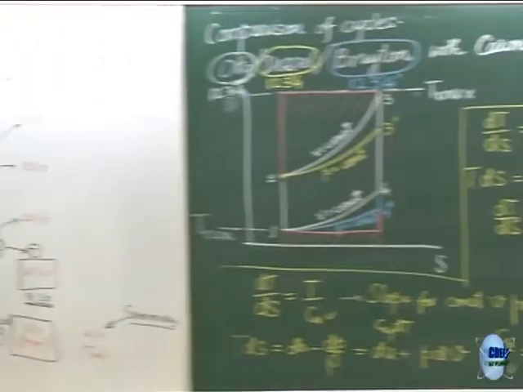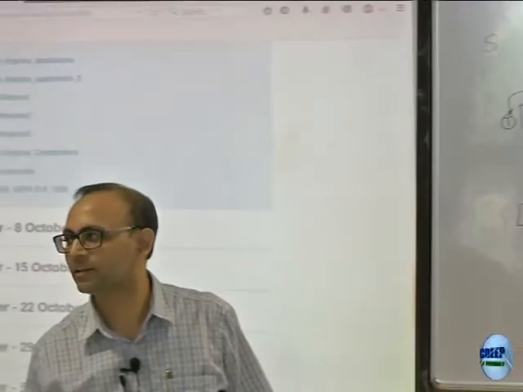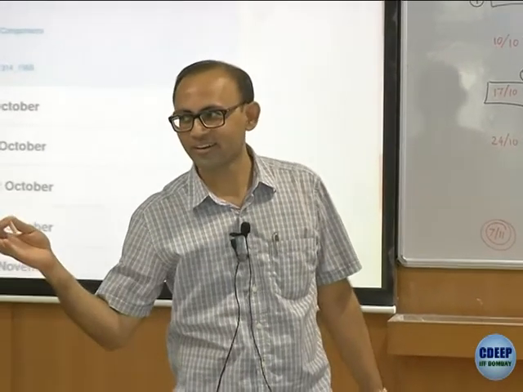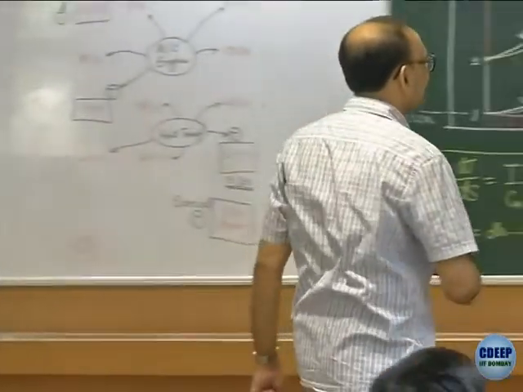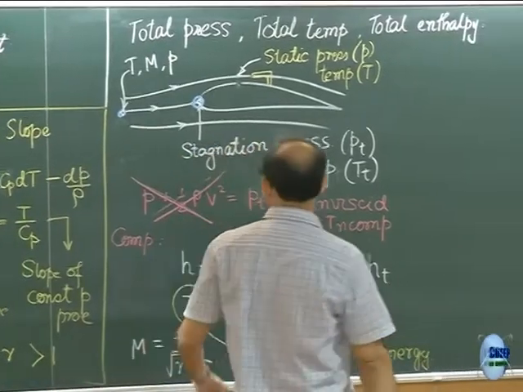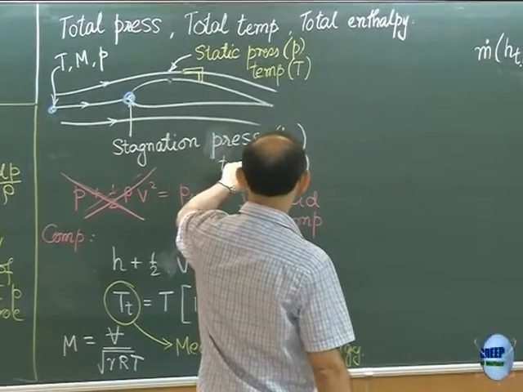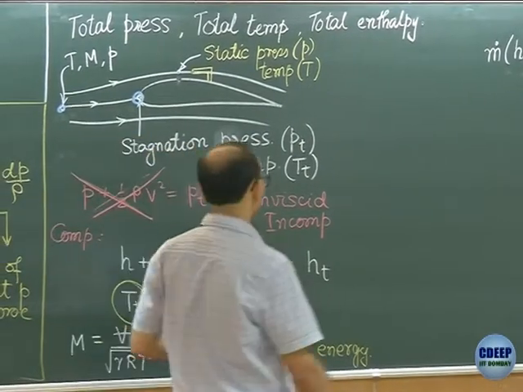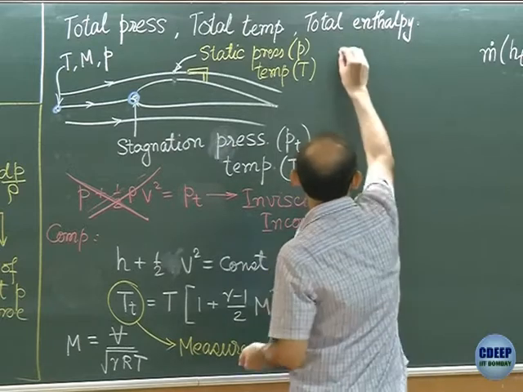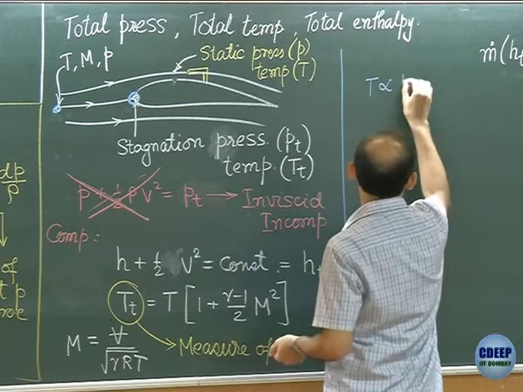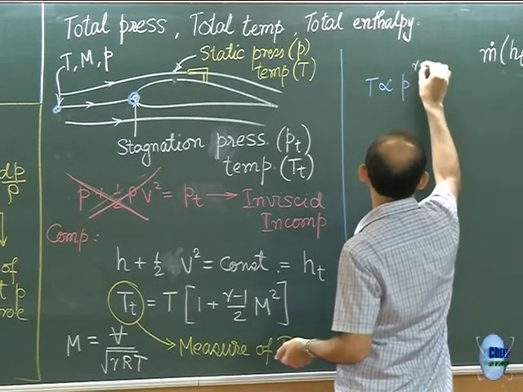Louder, louder. You probably have a P and T relation for an ideal gas, for an adiabatic process. So we just said that there is no heat transfer, there are no viscous forces, so it's actually an isentropic process. So T is proportional to P to the power of, is that gamma minus 1 by gamma?